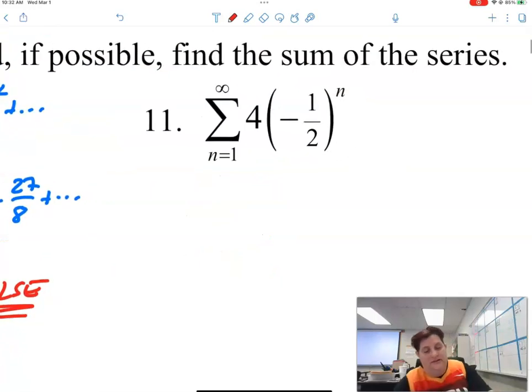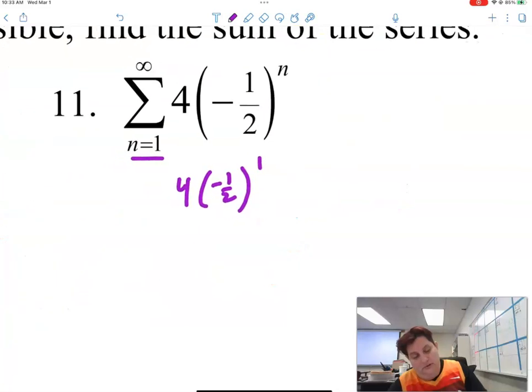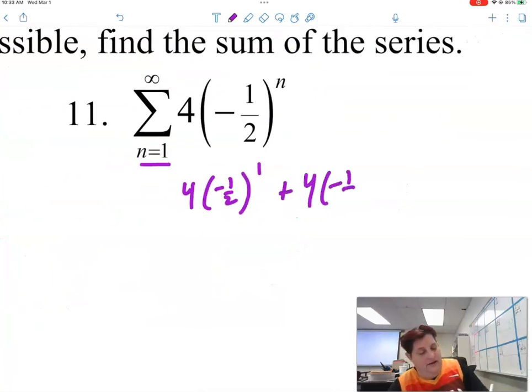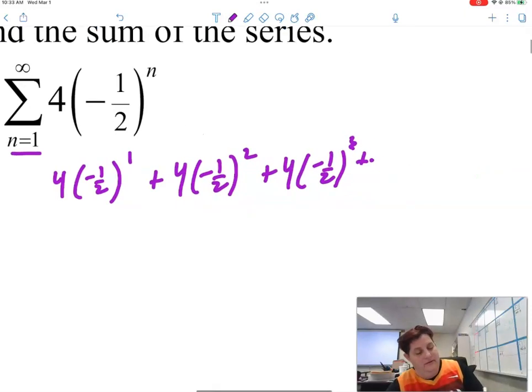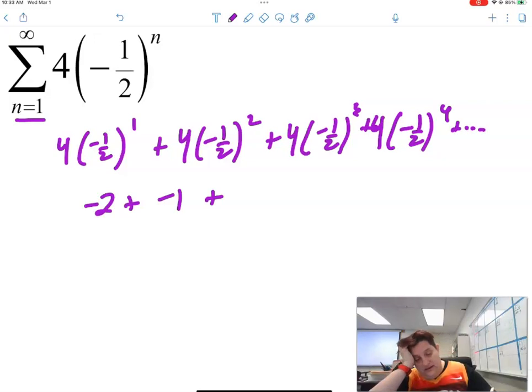All right, now here's an example of what we call an alternating series. It wants me to start at 1. 4 times negative 1/2 to the 1, 4 times negative 1/2 to the 2, 4 times negative 1/2 to the 3, 4 times negative 1/2 to the 4, like that. 4 times negative 1/2 is negative 2. 4 times negative 1/2 squared is 1. 4 times negative an eighth is, oh, sorry, a negative squared is positive.